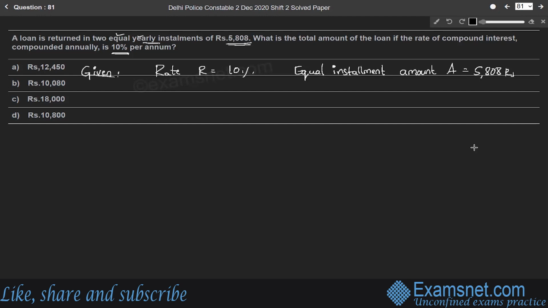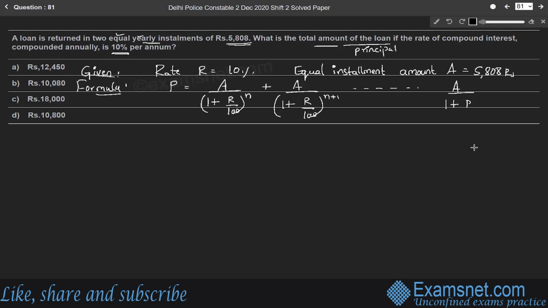Right. So we have to calculate the total amount of the loan, that is principal. For that, we are using the formula to find the principal amount. P is equal to A divided by (1 plus R by 100) to the power of N, plus A divided by (1 plus rate by 100) to the power of N plus 1, and so on up to A by (1 plus R by 100) to the power of 1.